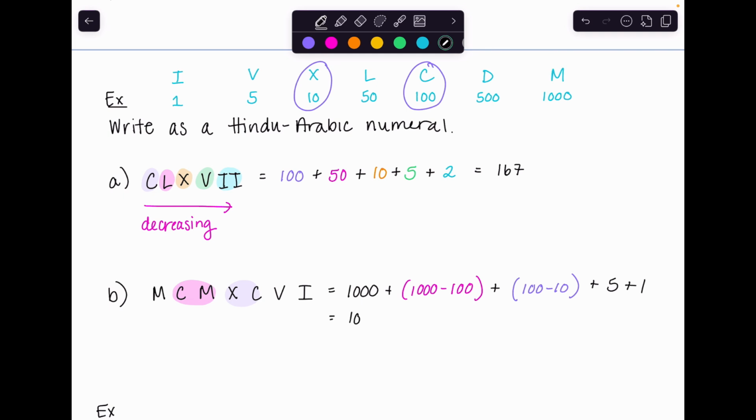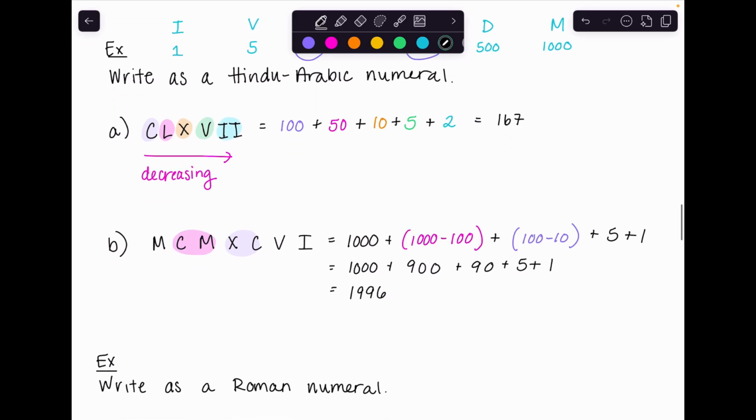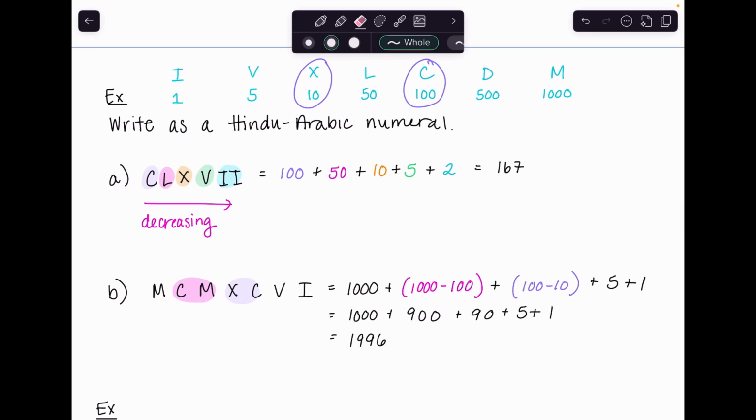So this is really 1,000 plus 995 and a 1. So this gives us the number 1996. Okay. Let's try the opposite now. Let's write it in Roman numerals given the Hindu-Arabic.